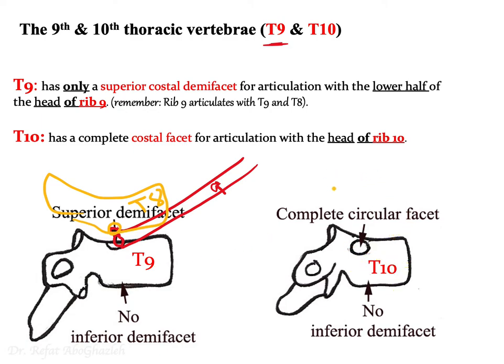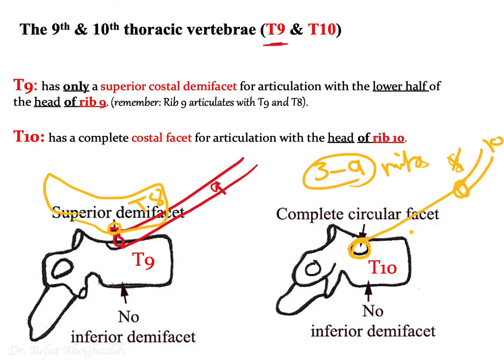Okay, what about T10? You remember what the typical ribs are. Let me remind you that typical ribs are 3 to 9. That means rib number 10 is atypical. It is not typical. Why? Because its head has only one complete facet. It's not two facets. No. Rib number 10 has only one complete facet. It's for articulation with the complete facet on T10, thoracic vertebra number 10. So that means thoracic vertebra number 10 has only one complete circular facet, and it has no inferior demifacet, right? Which is for articulation with the facet of rib number 10.